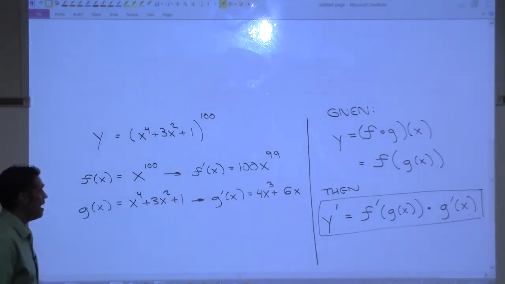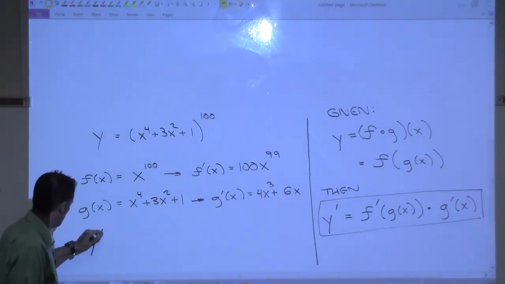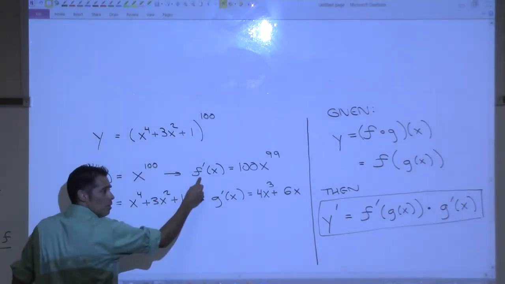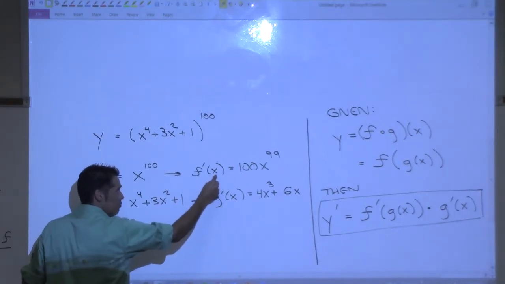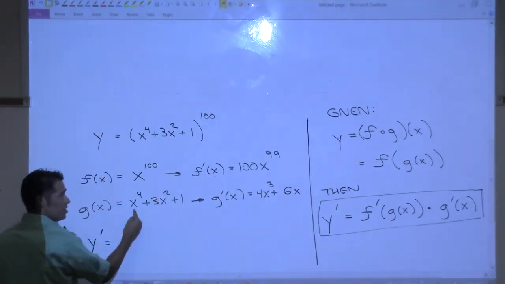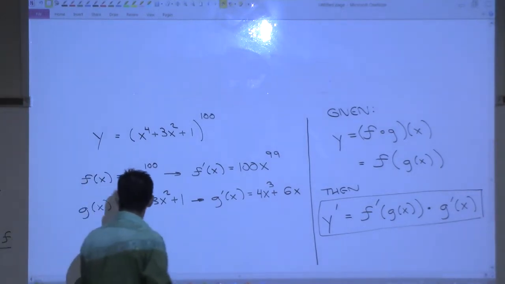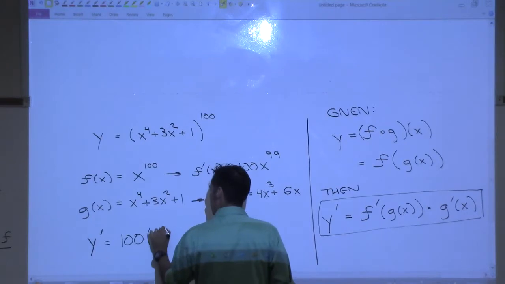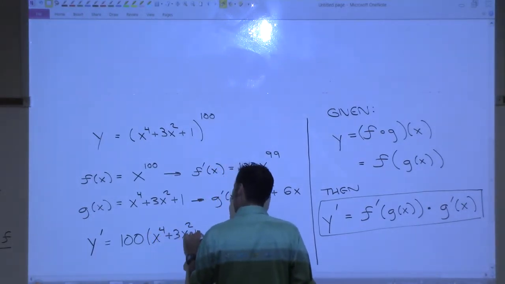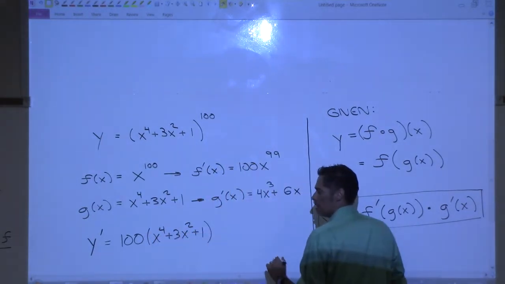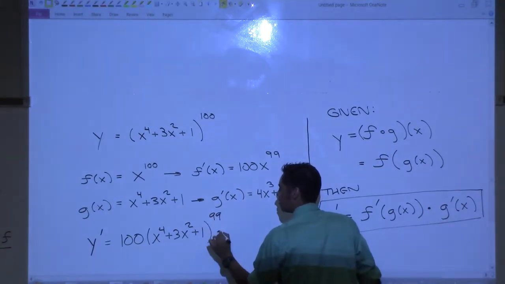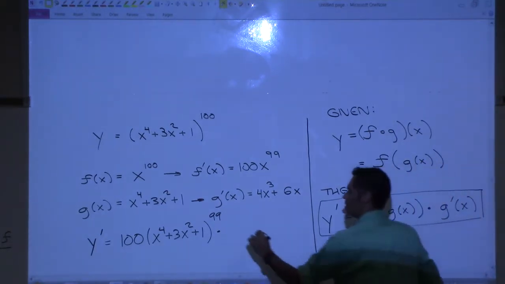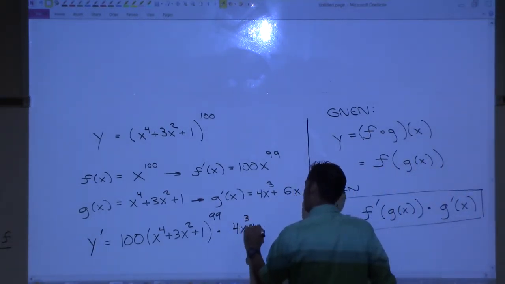All right, so now the answer. The derivative of this should be f prime, right? But not with x plugged in, with what plugged in? G, and G is all this, right? Okay, so it's 100, and then in parentheses, x to the fourth plus 3x squared plus 1, but all of that raised to the 99th power, and then times what? G prime of x, which is just the 4x cubed plus 6x.